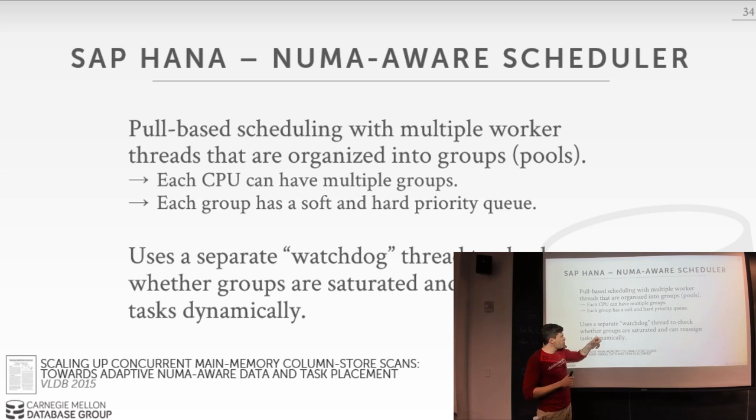So in the case of this HANA system, the way they're going to try to manage everything is that they're going to have this watchdog thread that's going to run in the background and essentially go and check to see how long the queues are for the different worker threads, and then can assign tasks dynamically, and then also scale up and scale down the number of threads that each group is allowed to have.